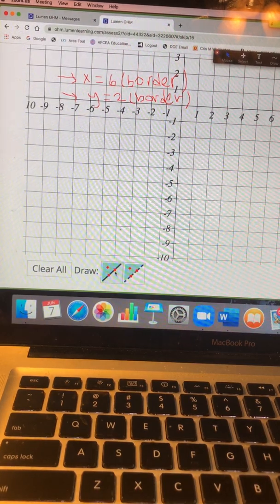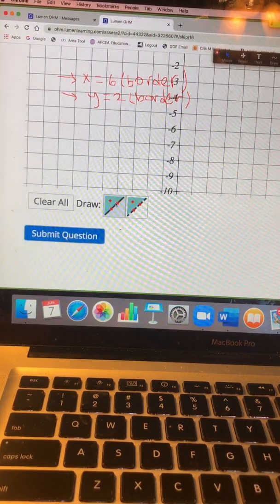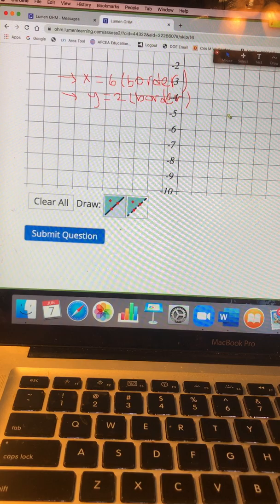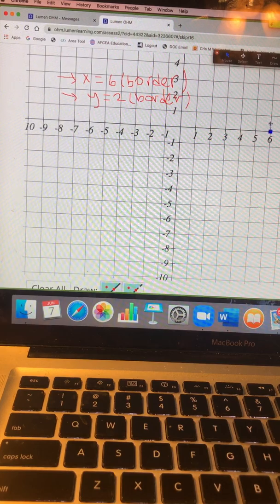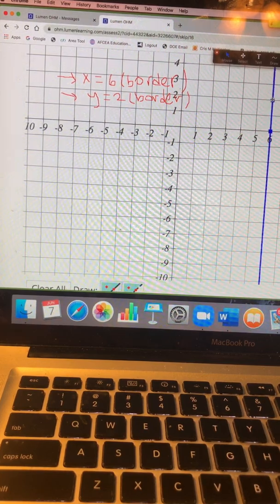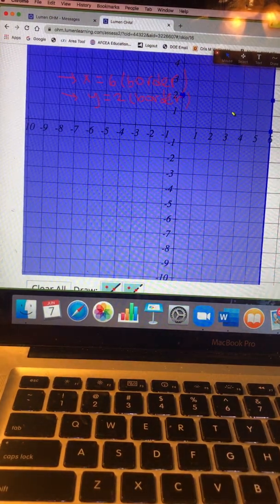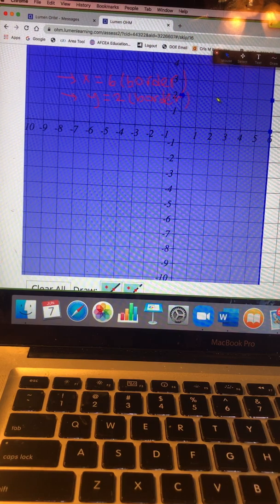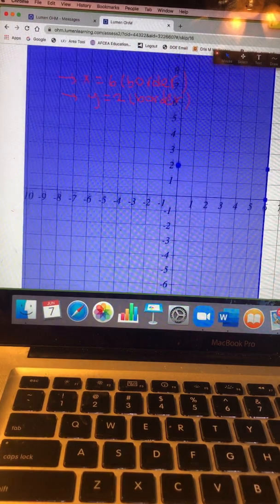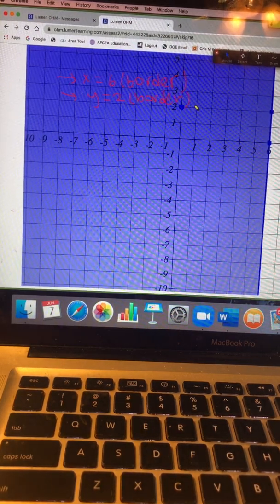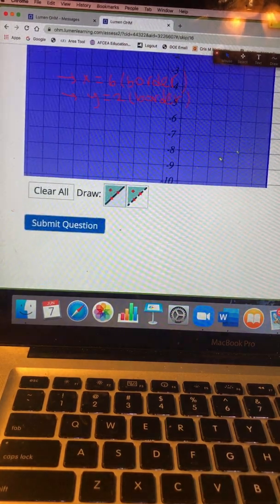So again, these are less than or equal to in both cases, so we need solid lines. So you pick this, right? Now, x is less than or equal to 6. You just need one point here in the origin, and then any other point will do. Perfect. And so that's it. Less than or equal to 6. And now you're doing y is less than or equal to 2. Incidentally, I have 2 here. That was a coincidence. And then I can pick any other point.